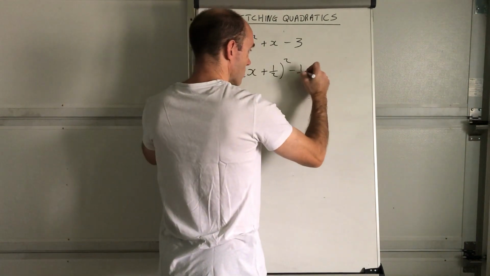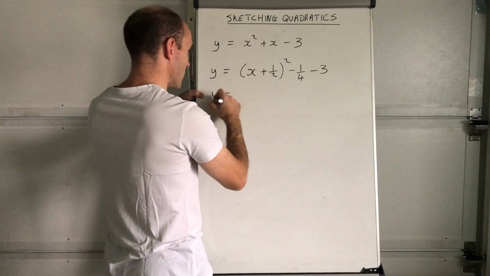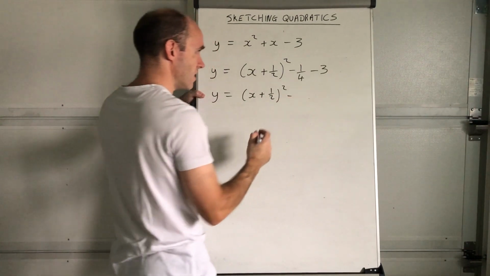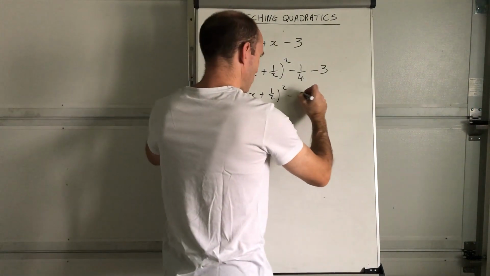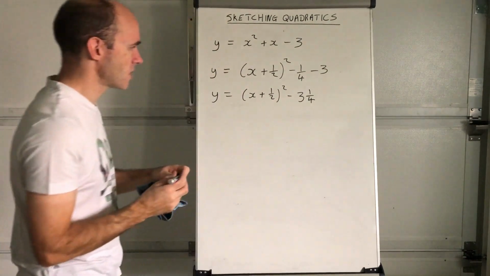You don't want the quarter, so subtract it. And then you've got the subtract 3. And then just rewrite it. That's y equals x plus 1/2 squared, and then just rewrite that as subtract 3 1/4. I sometimes go for top heavy fractions, but in this case I'll just put subtract 3 1/4.